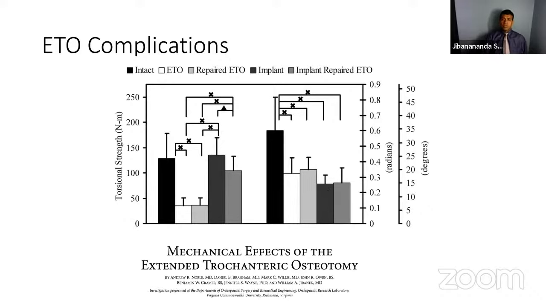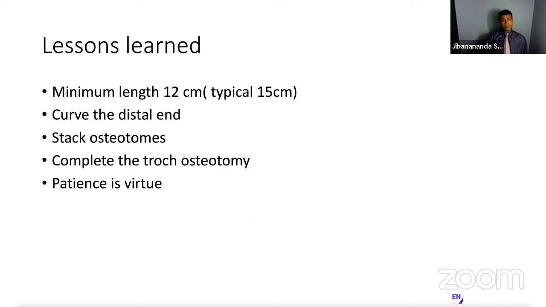So there's always a high risk of fracture of the femoral shaft after the ETO, and be very careful how you rotate, how you force it, how you move it. It's not uncommon to break the femur, especially with the longer ETOs. Lessons learned: minimum length 12 centimeters, typical 15 centimeters. Curve the distal end, stack osteotomes, and make sure the troch osteotomy is complete anteriorly before you start lifting. Patience is a virtue, as I said before.